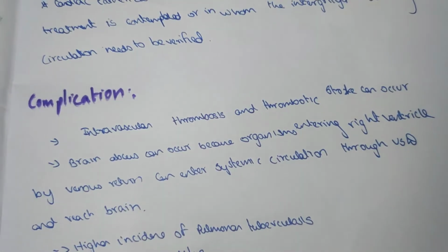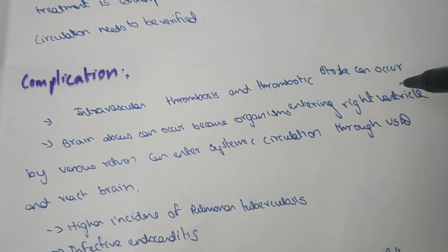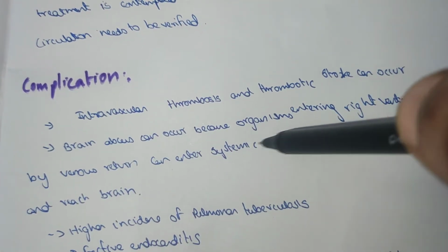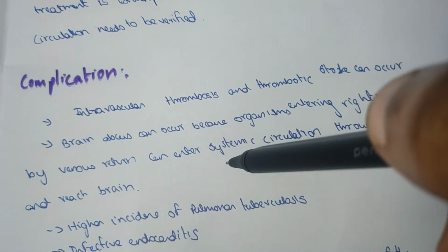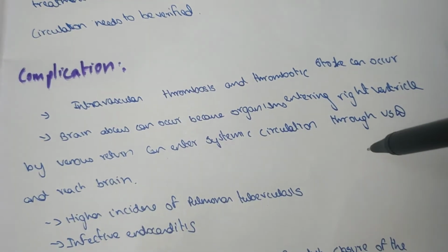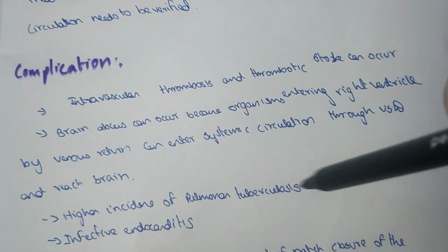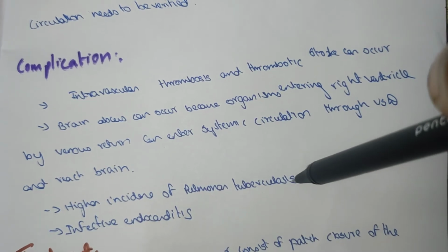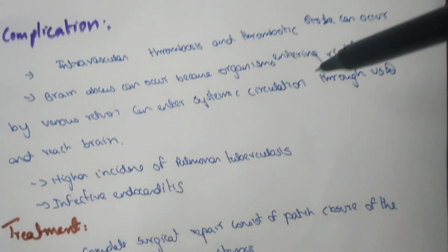Now the complications. The complications are intravascular thrombosis and thrombotic strokes. Brain abscess can occur because organisms entering the right ventricle by venous return can enter the systemic circulation through the ventricular septal defect and reach the brain. There is a higher incidence of pulmonary tuberculosis, and infective endocarditis. These are the complications of Fallot's tetralogy.